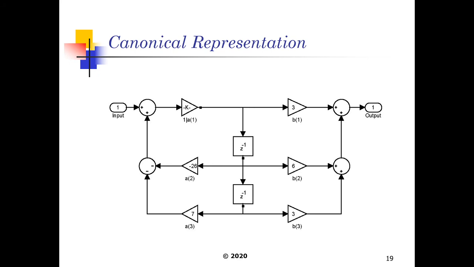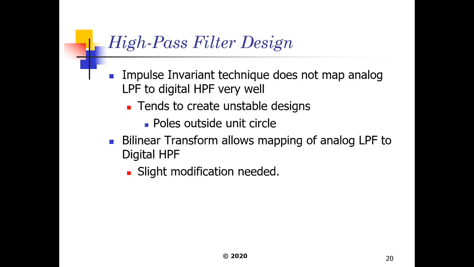So the bilinear transform design we saw was basically for a low pass filter design. What happens if we have to do a high pass filter design? The impulse invariant technique that we saw in the previous lecture does not map any analog low pass filter to a digital high pass filter very well. This tends to create unstable designs, and when you watch the pole zero plot, the poles tend to be outside of the unit circle.